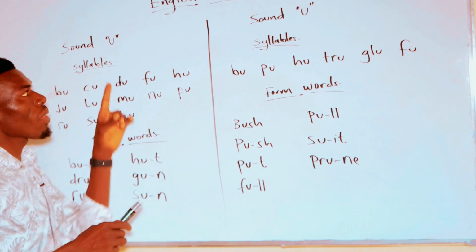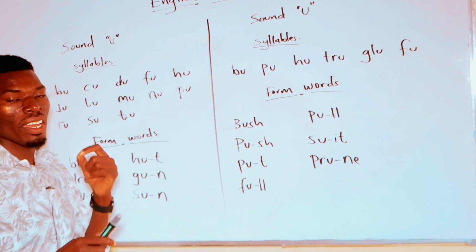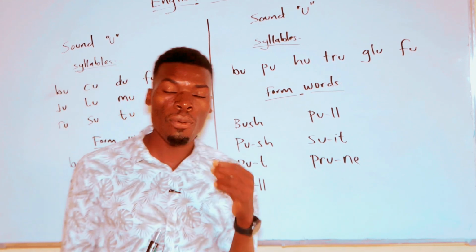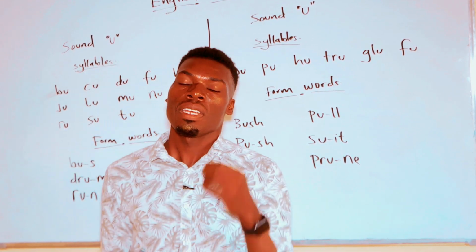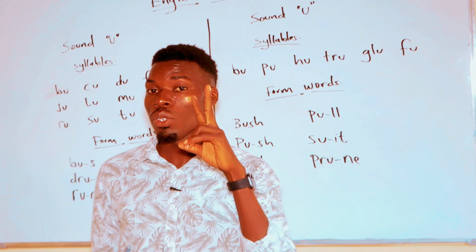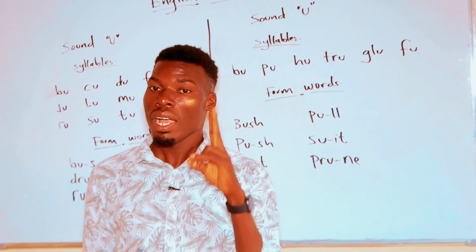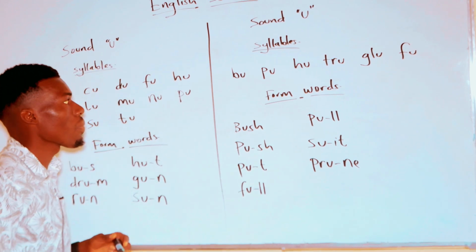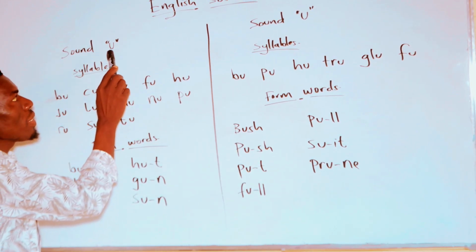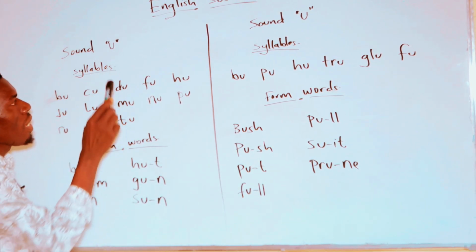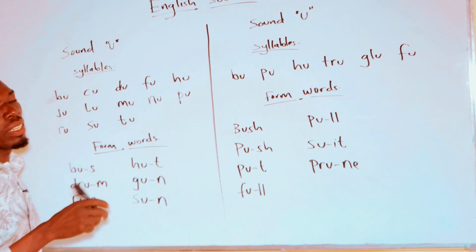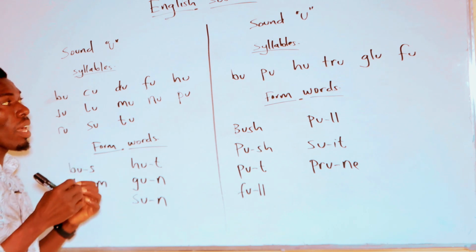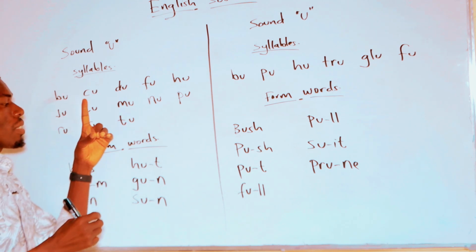Now, this one is letter U. Letter U has two sounds. Let us look at them. Here we read it as ah. Letter U, we read it as the sound ah in this case.